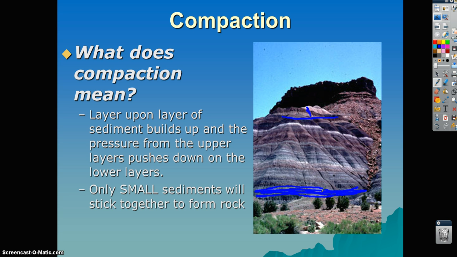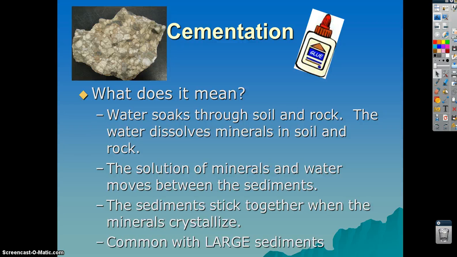Now, a lot of times you have to have some cement going in there with it, gluing those pieces together. But if you have really, really small, tiny, teeny tiny sediments, for example clay, then all it takes is a big amount of squeezing down here, and it'll squeeze right into a rock. So if the sediments are a little bit bigger, then you have to have a form of cement.